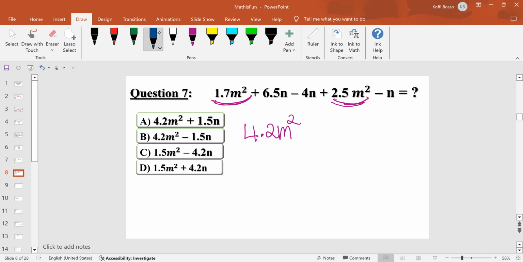After that, the rest again here are like terms. So you have 6.5 minus 4. That will give you 2.5. And 2.5 minus 1, because when they say negative n, that means negative 1n. So 6.5 minus 4 is 2.5, and 2.5 minus 1 is 1.5. So here we're going to have plus 1.5. So the correct choice here is A.